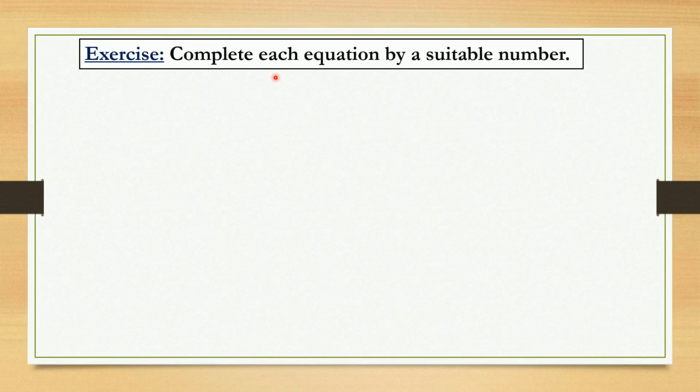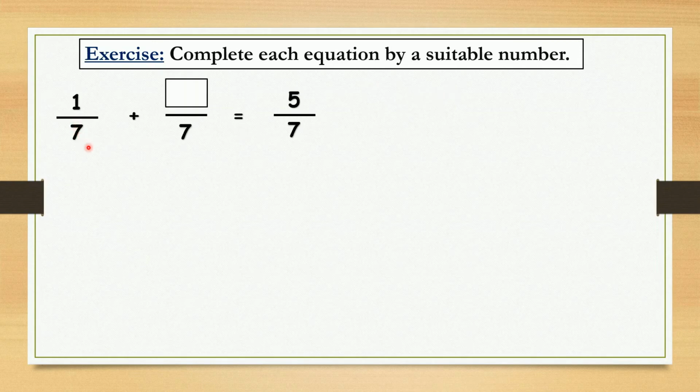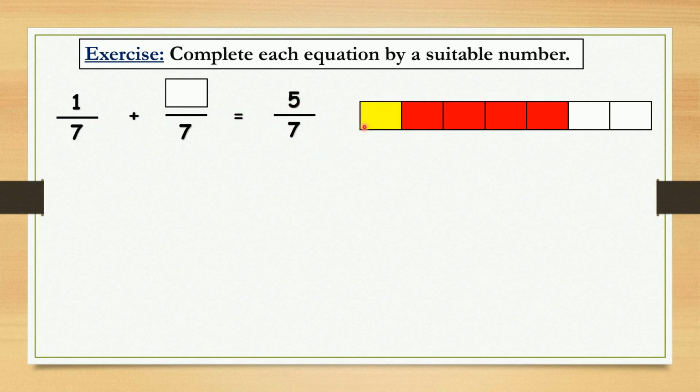Exercise: complete each equation by a suitable number. 1 over 7 plus which number over 7 equals 5 over 7? So here in the three fractions, the denominator is 7. We have no problem. Here we need to find the missing numerator. So I ask myself, 1 plus what equals 5? So it's 1, already have 1, 2, 3, 4, 5. I need 4 more parts. So the answer is 4.